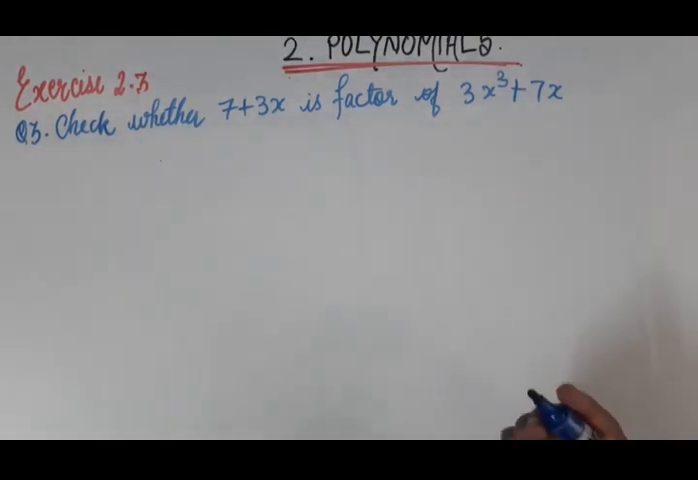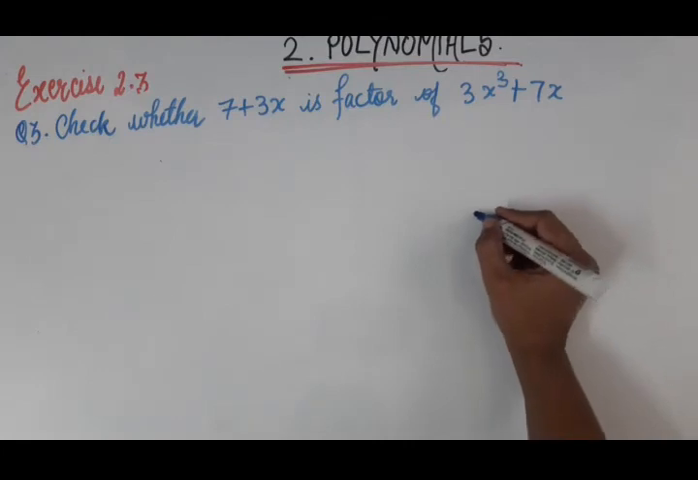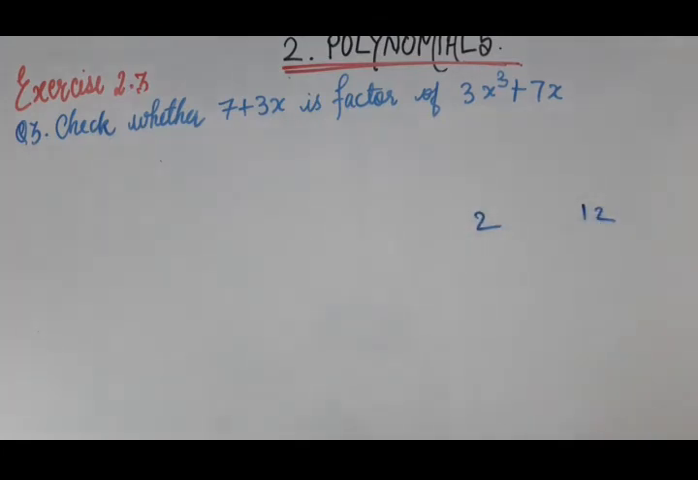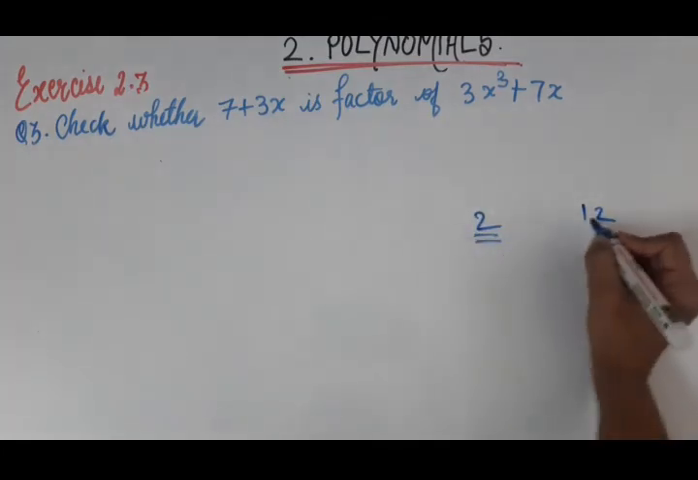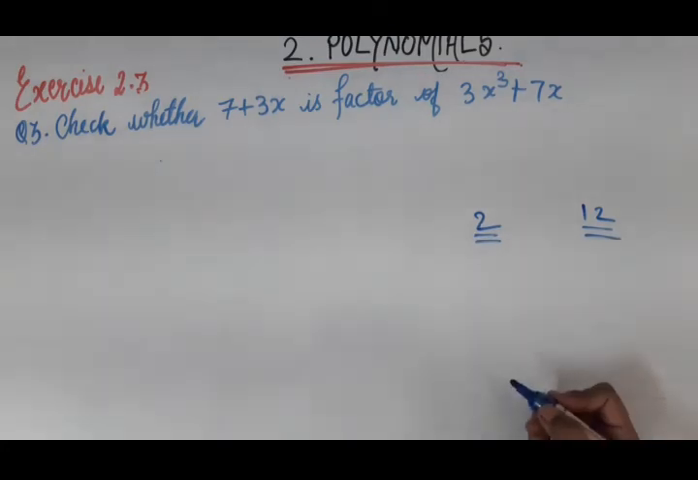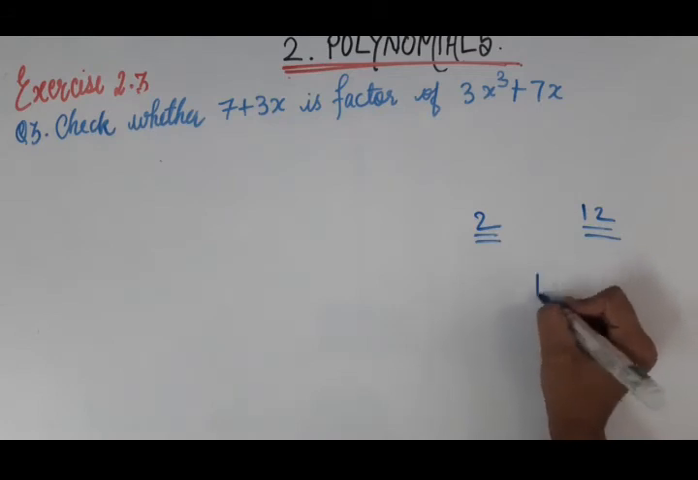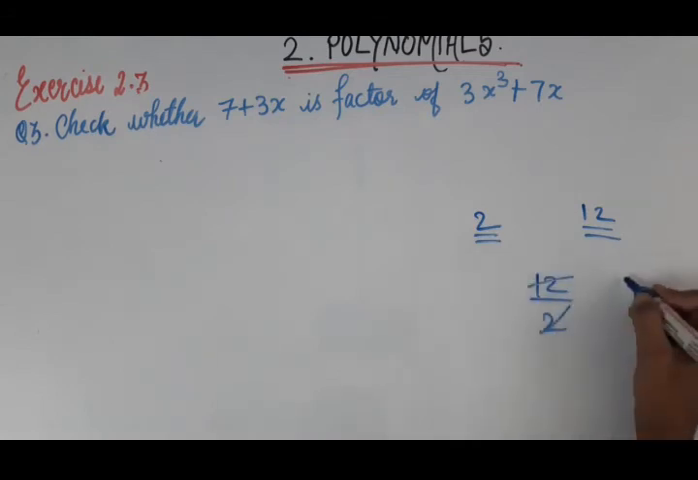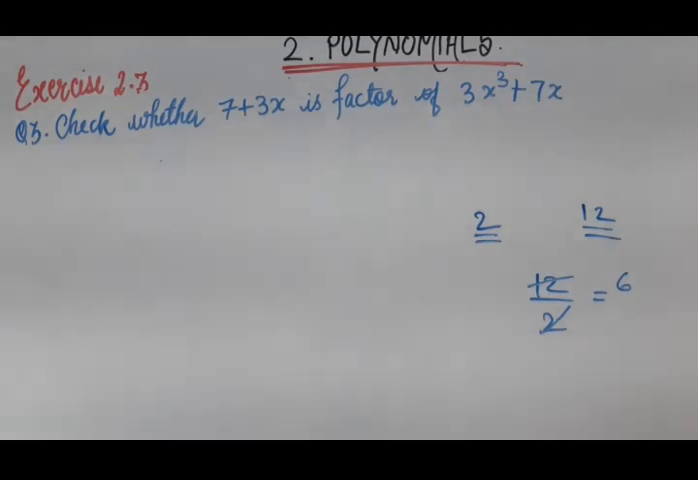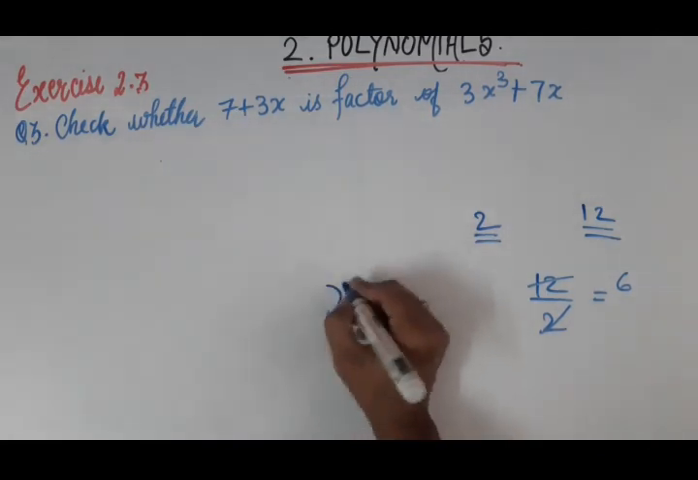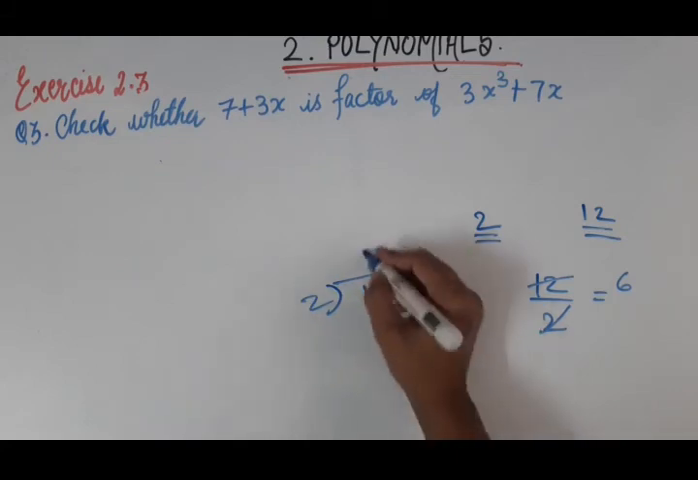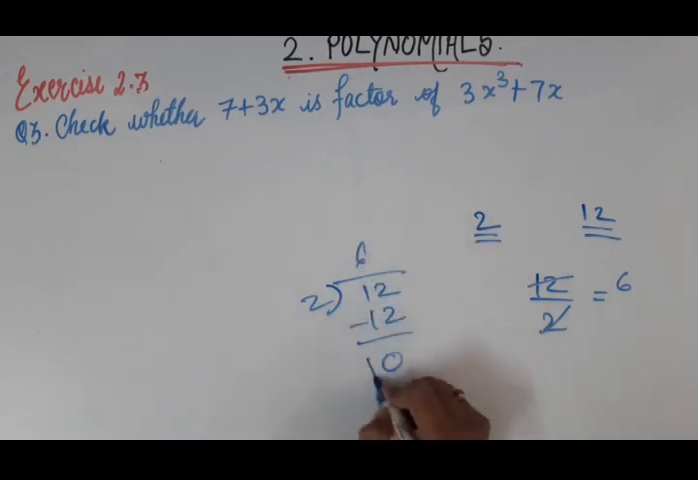Now see here, if I ask you, is 2 a factor of 12? Your answer will be yes, 2 is a factor of 12. How did you get it? Because 12 is completely divided by 2. If you divide 12 by 2, you will get remainder 0. So we say 2 is a factor of 12.